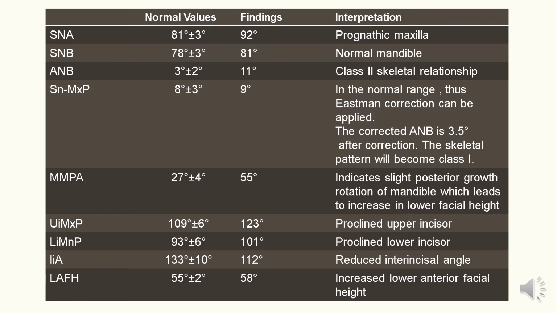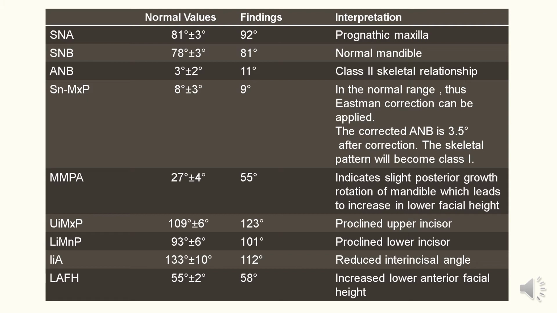For the SN-MxP, this patient has a normal SN-MxP value, which is 9 degrees as compared to the normal value. Okay, so when SN-MxP is in the normal range, the Eastman correction can be applied. So from the SNA value, there's an increase of about 11 degrees, so the corrected ANB will be 3.5 degrees. So after the correction, the ANB value shows that this patient will have a skeletal pattern class 1 as compared to before correction, in which this patient has class 2 skeletal.